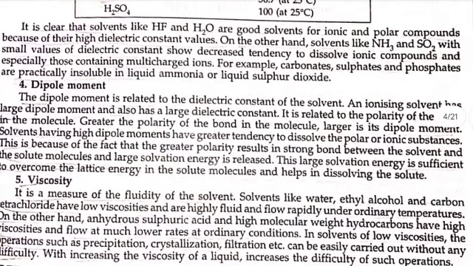It is clear that solvents like hydrogen fluoride and water are good solvents for ionic and polar compounds because of their high dielectric constant values. On the other hand, solvents like ammonia and sulfur dioxide, with small values of dielectric constant, show decreased tendency to dissolve ionic compounds, especially those containing multi-charged ions. For example, carbonates, sulfates and phosphates are partially insoluble in liquid ammonia or liquid sulfur dioxide.